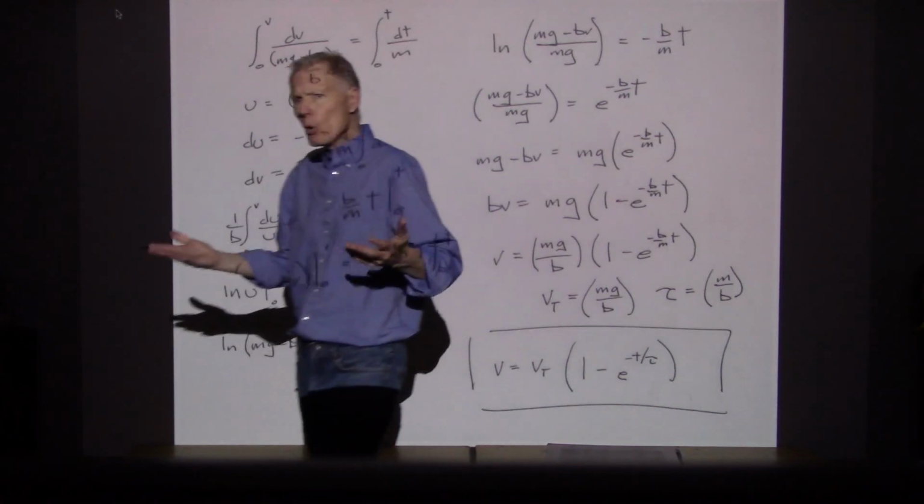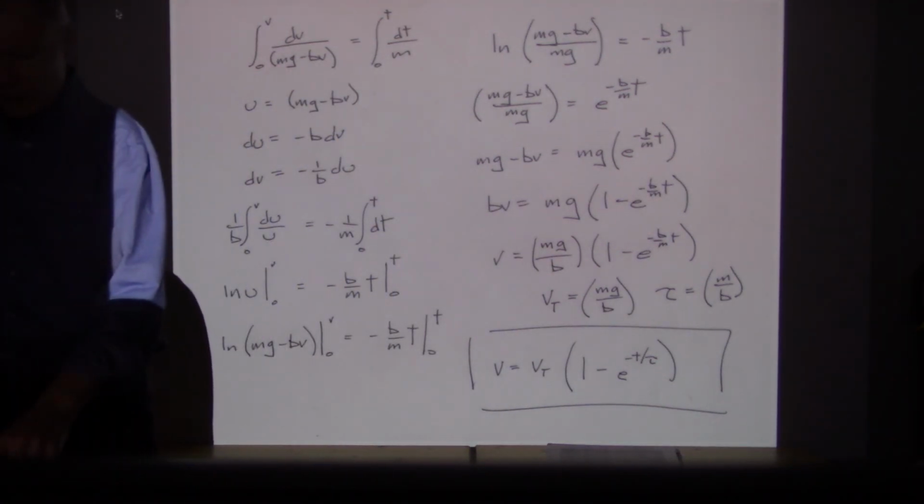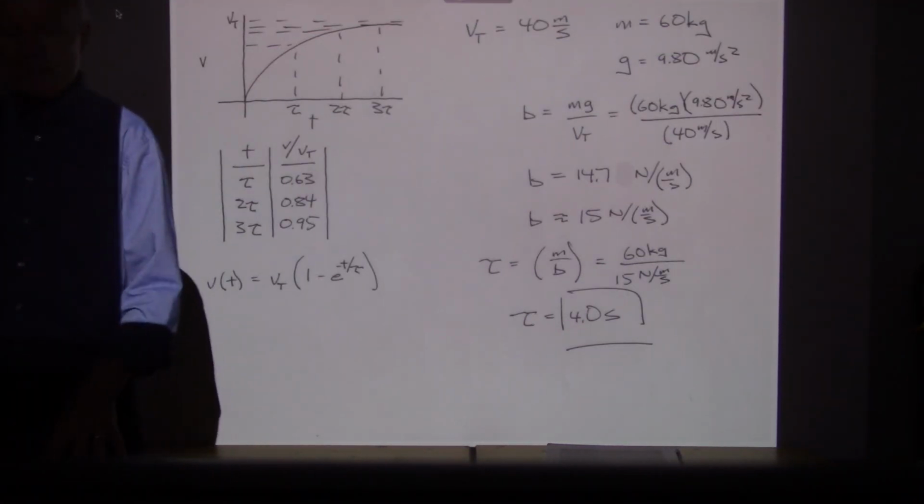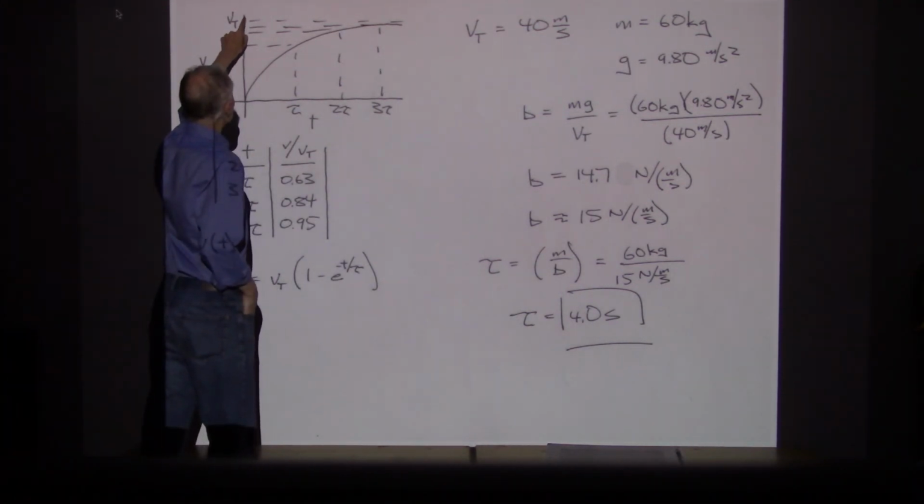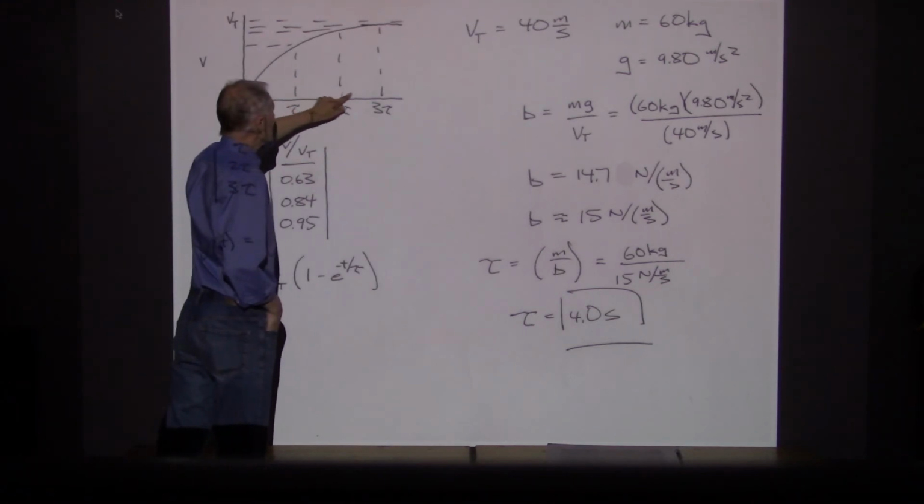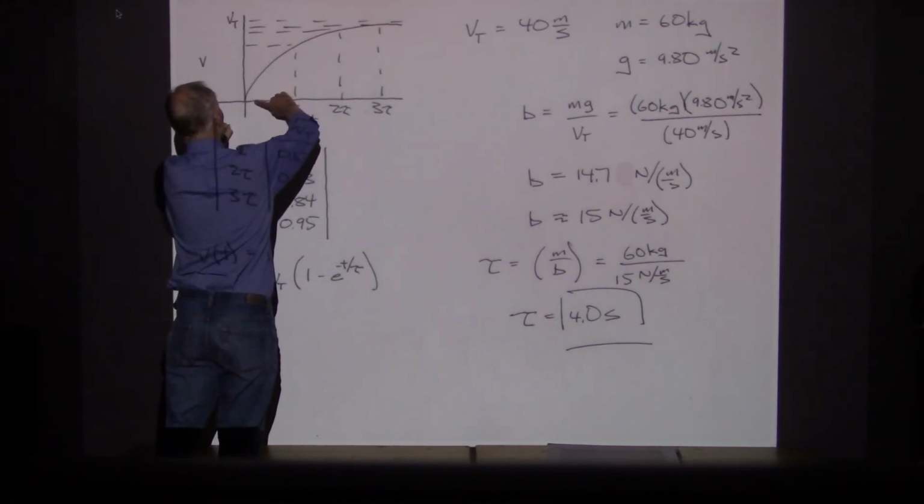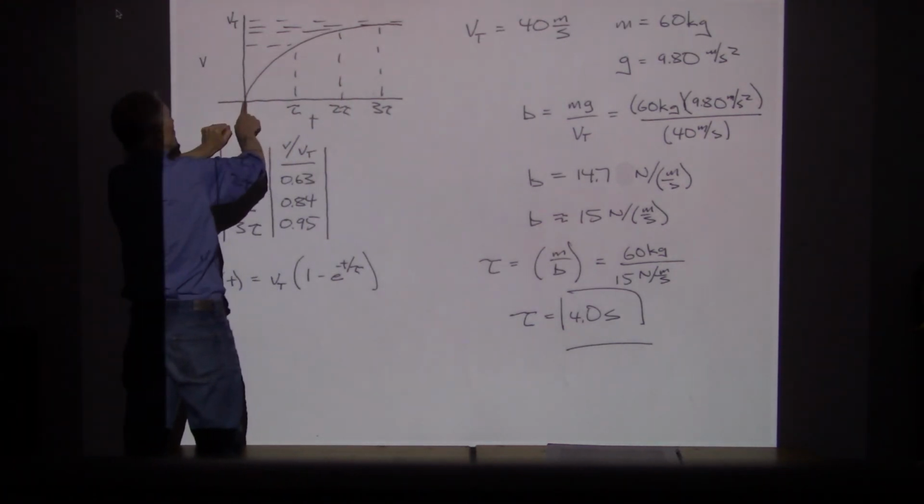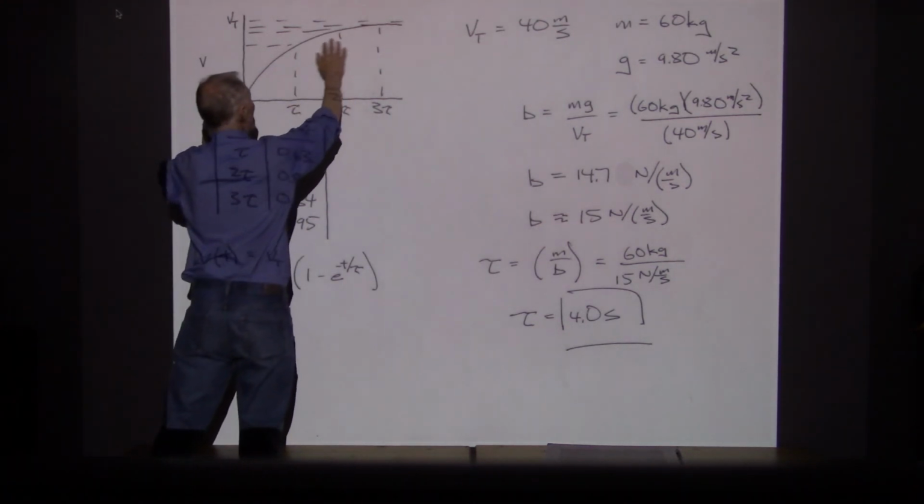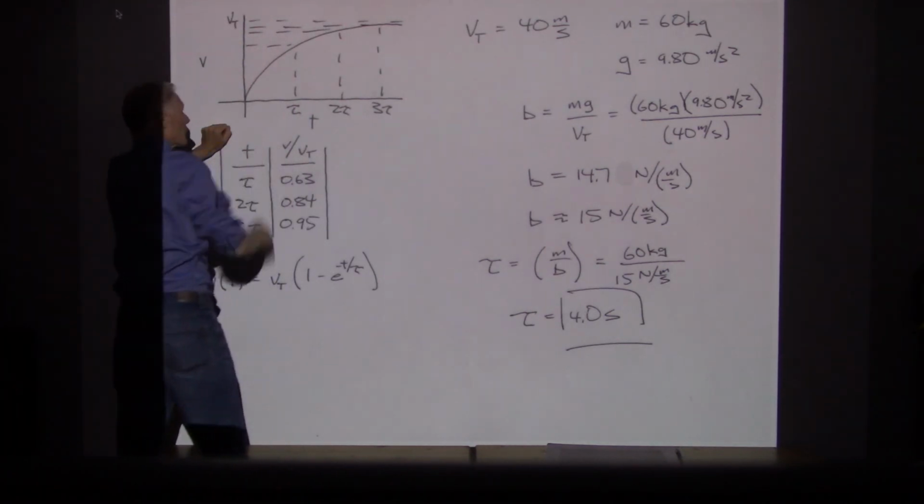Now you guys, I'm hoping, are familiar with exponentials. 1 minus exponentials look like this. An exponential would be dropping with time, but 1 minus an exponential works the other way. It starts at 0 and asymptotically approaches a final value.